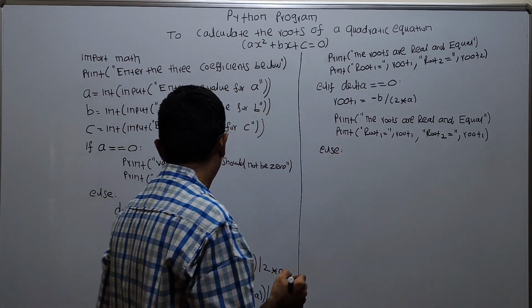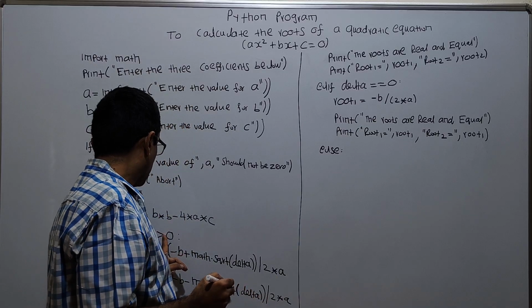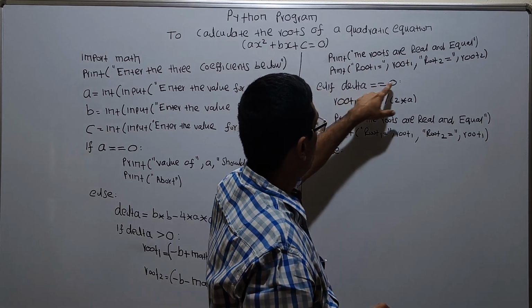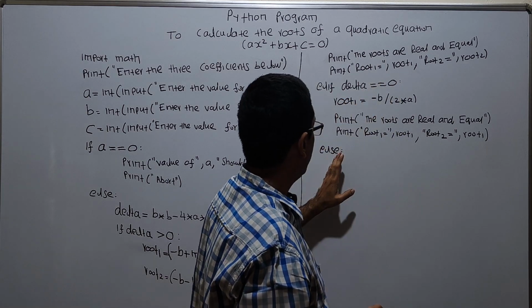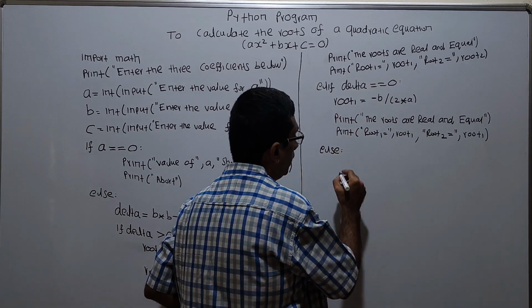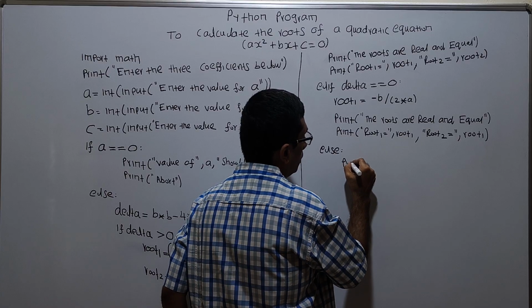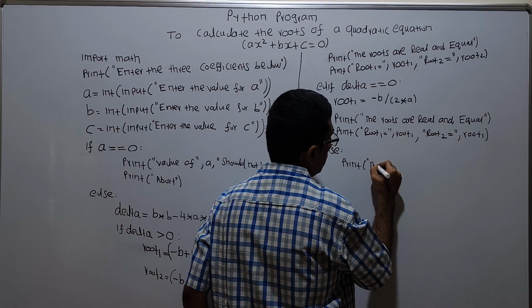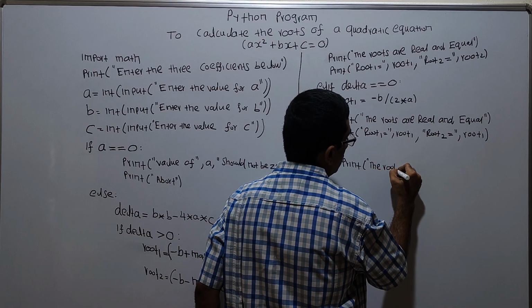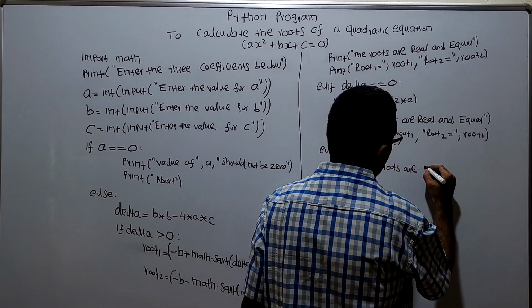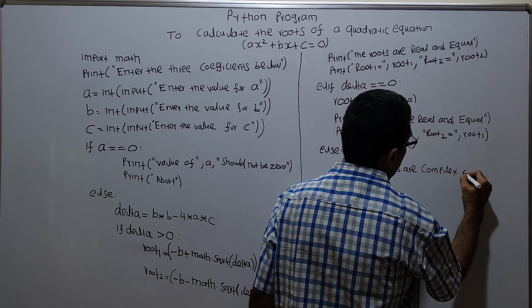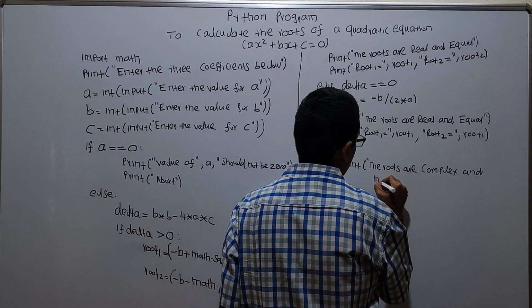Else, that means delta greater than 0 is false, then only the control will come to delta equal to 0. This is also false. That means delta less than 0. In this case, I am printing the roots are complex and imaginary.